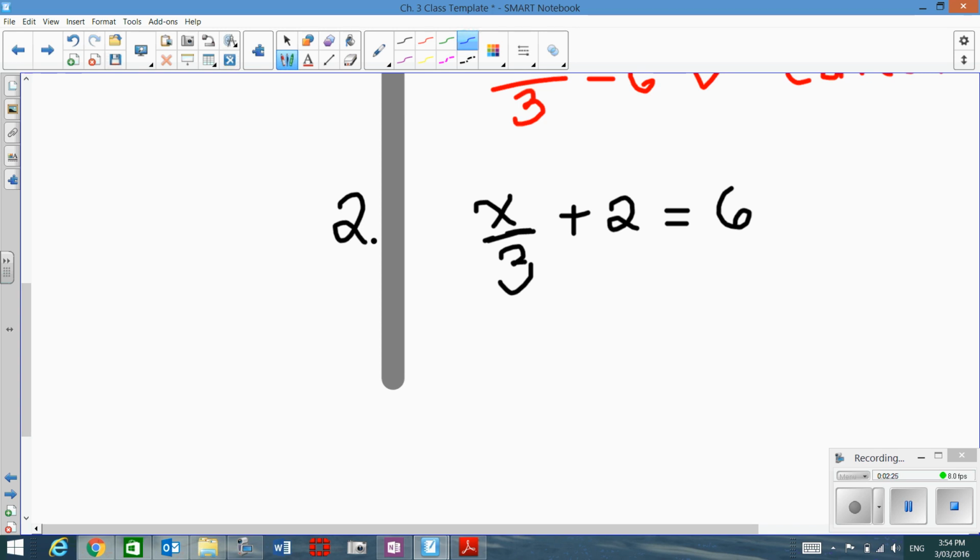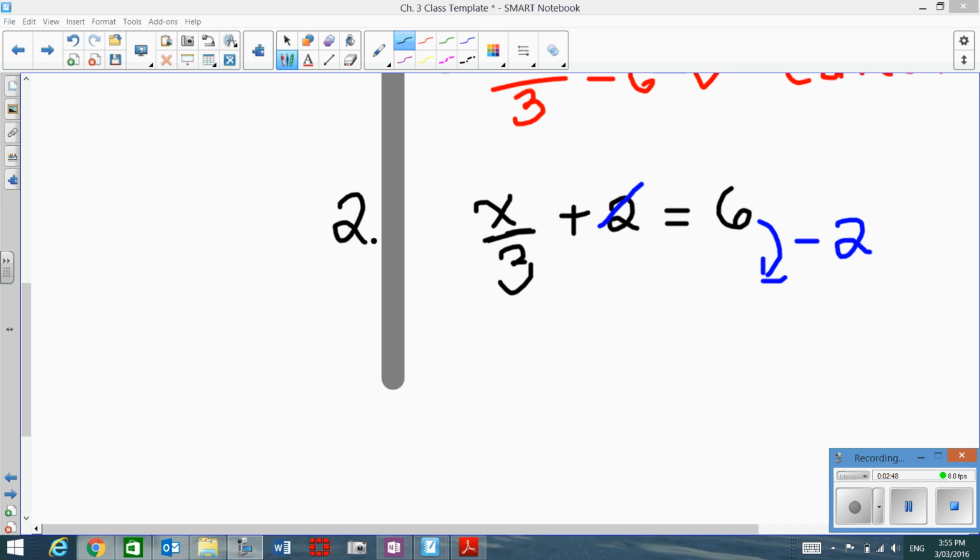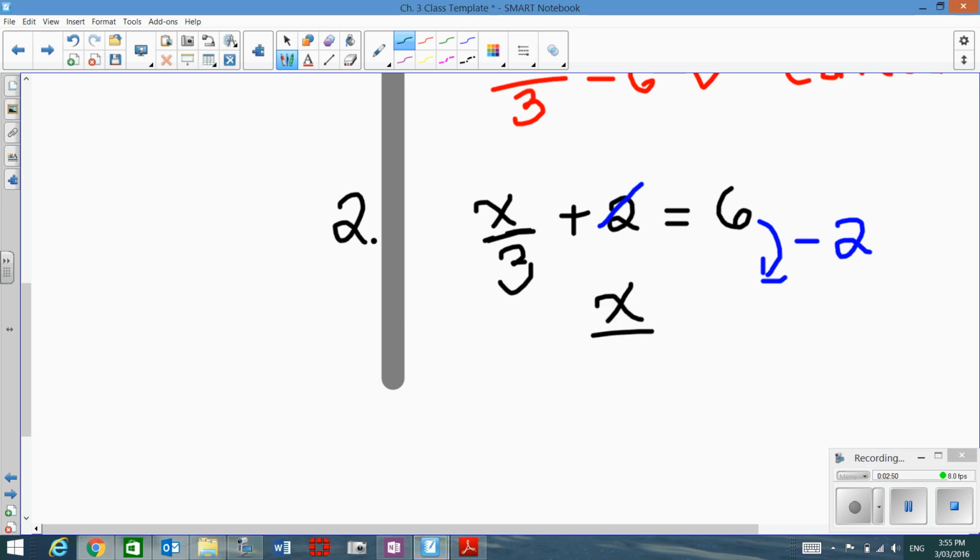So notice that x divides by 3, but now I've also added the 2 on. Anytime we have a number added or subtracted, that is where we're going to start. So we're going to do the opposite of plus 2, which is minus 2, in order to get rid of the 2. So if I subtract the 2, I have the x divided by 3, and then again 6 minus 2, I have to make sure I subtract those two numbers, makes 4. So now I've gotten rid of the 2, which is my constant, but now I need one more step in order to isolate the x.